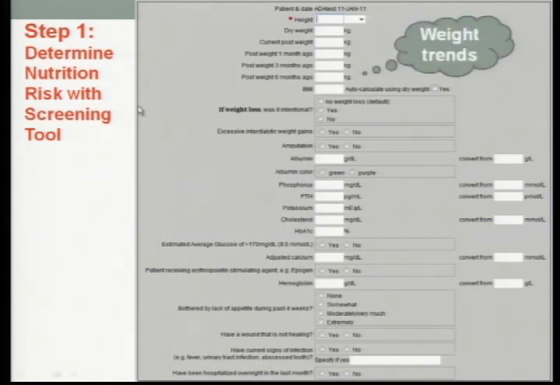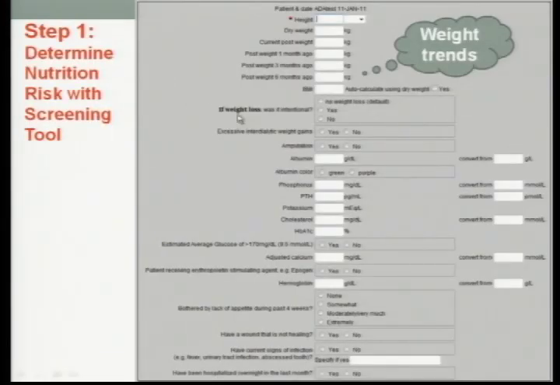This is weight trending. So we ask you to put in the weight and height, any past weights you have, and then our screening tool automatically calculates the body mass index of the patient. Then you ask yourself, have they had weight loss? Now sometimes in dialysis, we're trying to get them to lose weight so that they can get on the transplant list, and we want that. So then we just ask you to say, if they had weight loss, was it intentional weight loss or not? And so then you would click yes or no. Did they have excessive interdialytic weight gain? Yes or no. Do they have an amputation?